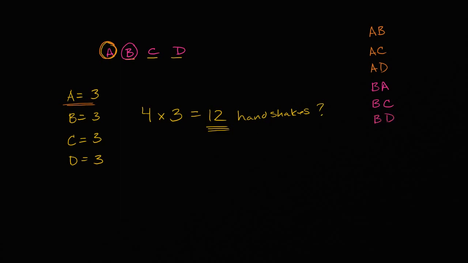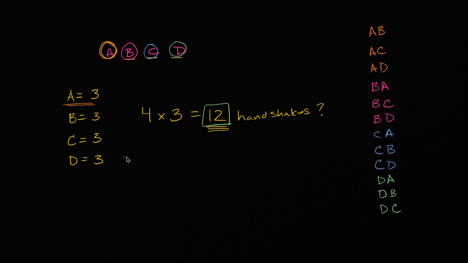And let's keep going. Then we have C. C is going to shake A, C is going to shake B, C is going to shake D. And then we have D is going to shake A's hand, D is going to shake B's hand, and D is going to shake C's hand. And you're probably saying, well, Sal, you just listed exactly 12 things. But there's something interesting here. We are double counting. And I encourage you to pause the video and think about, where are we double counting? So I'm assuming you've had another go at it.